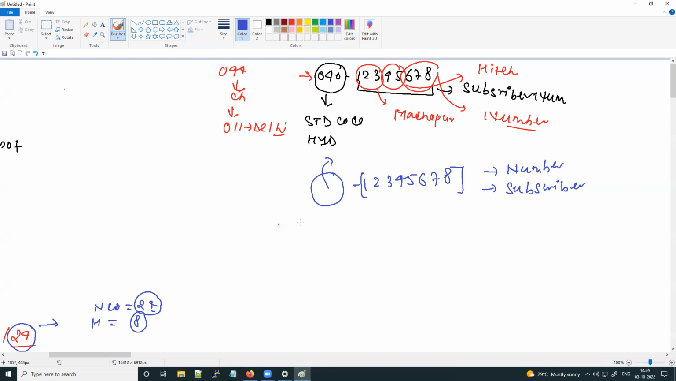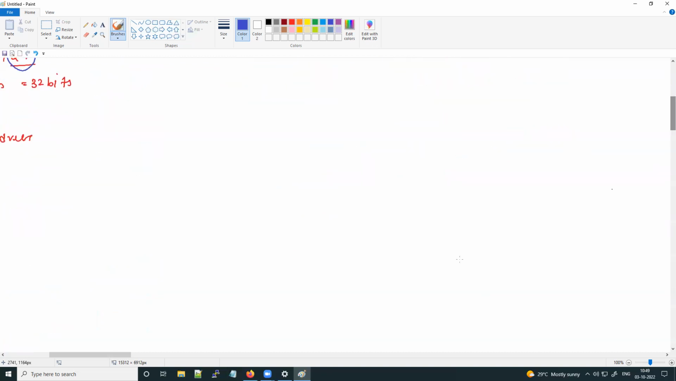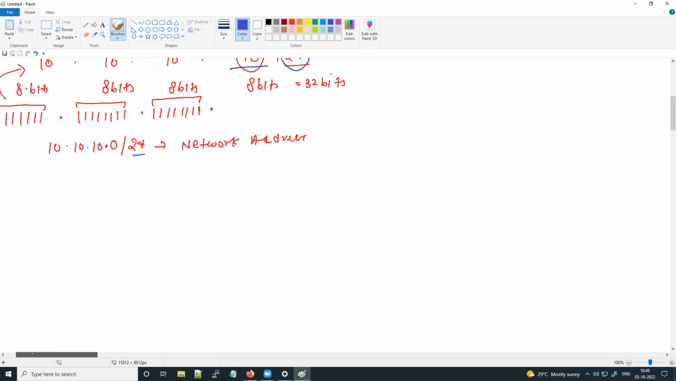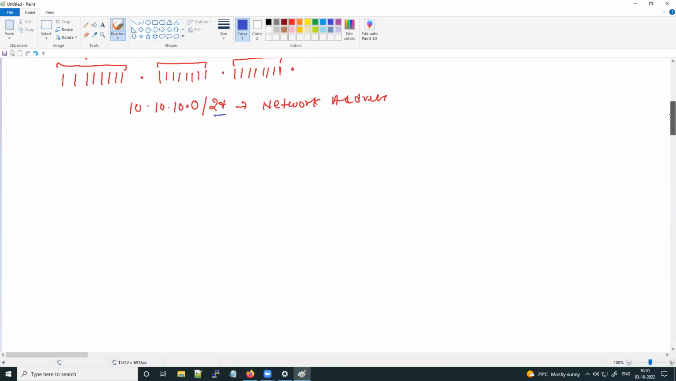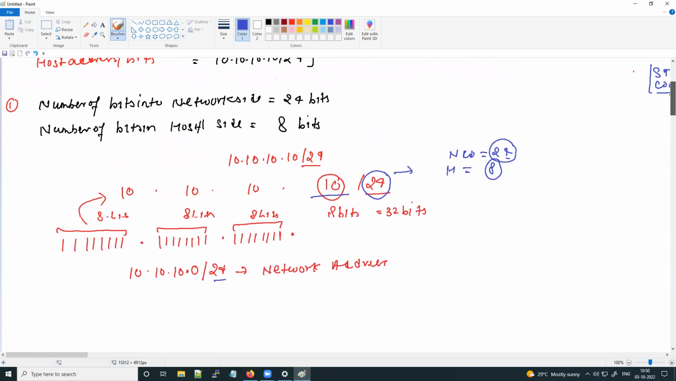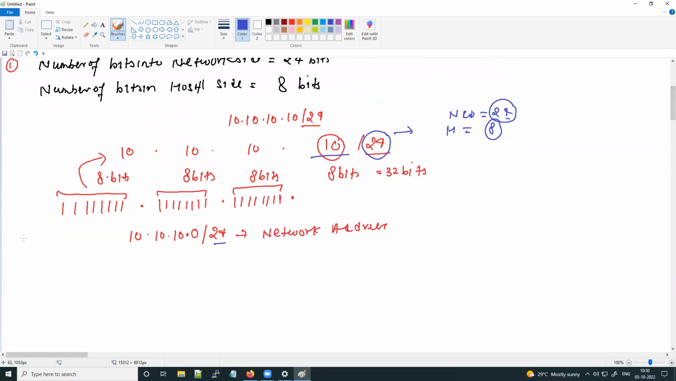That means the STD code plays a very important role when we write down the subscriber number. In the same way, the network address plays a very important role when we write the host address. So this is the second point, how to identify the network address.